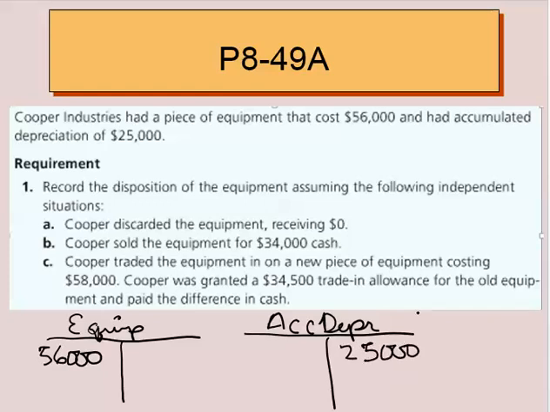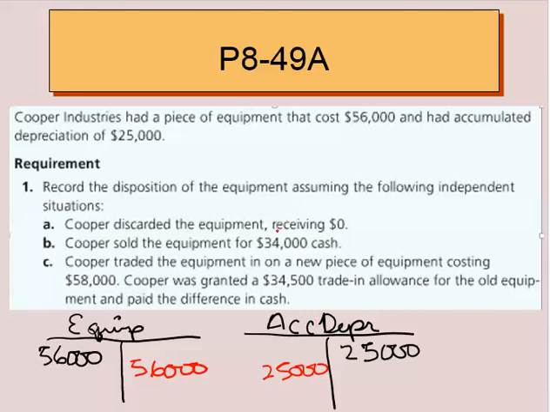So when we go to get rid of this particular asset, we need to zero out those two balances. So the question becomes, what is it that we know? And we know that we need to get rid of those two balances. So we're going to go ahead and credit our equipment $56,000. And we know we're going to need to debit accumulated depreciation $25,000. So those two things we already know.